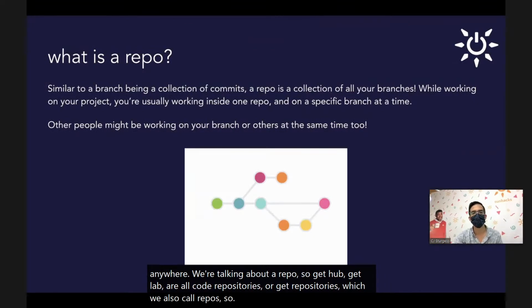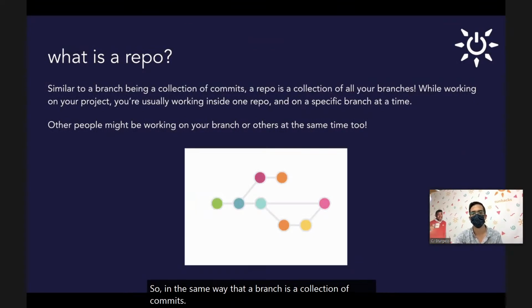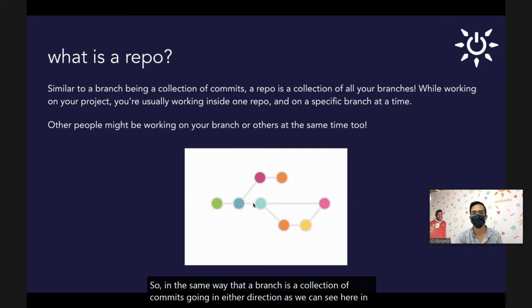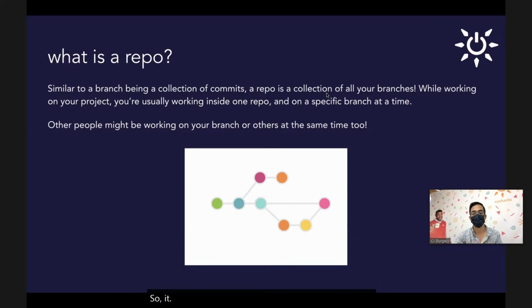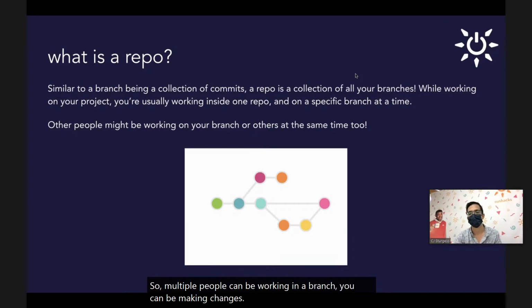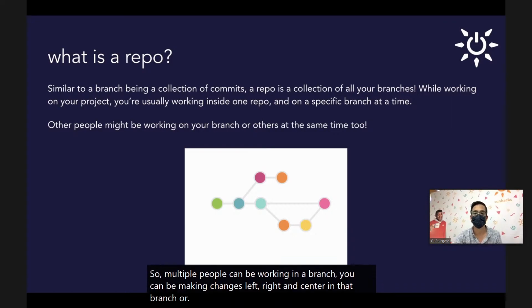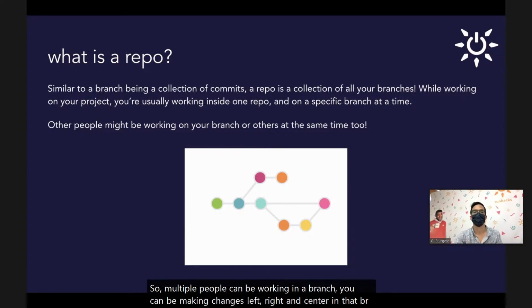In the same way that a branch is a collection of commits going in either direction, as we can see here in this little really cool, cute illustration, our repo is just a collection of all those branches. It collects everything that you've done and lets you switch around your views. Multiple people can be working in a branch. You can be making changes left, right, and center in that branch or on different branches all at the same time. And it's the repo's job to keep all of that organized.